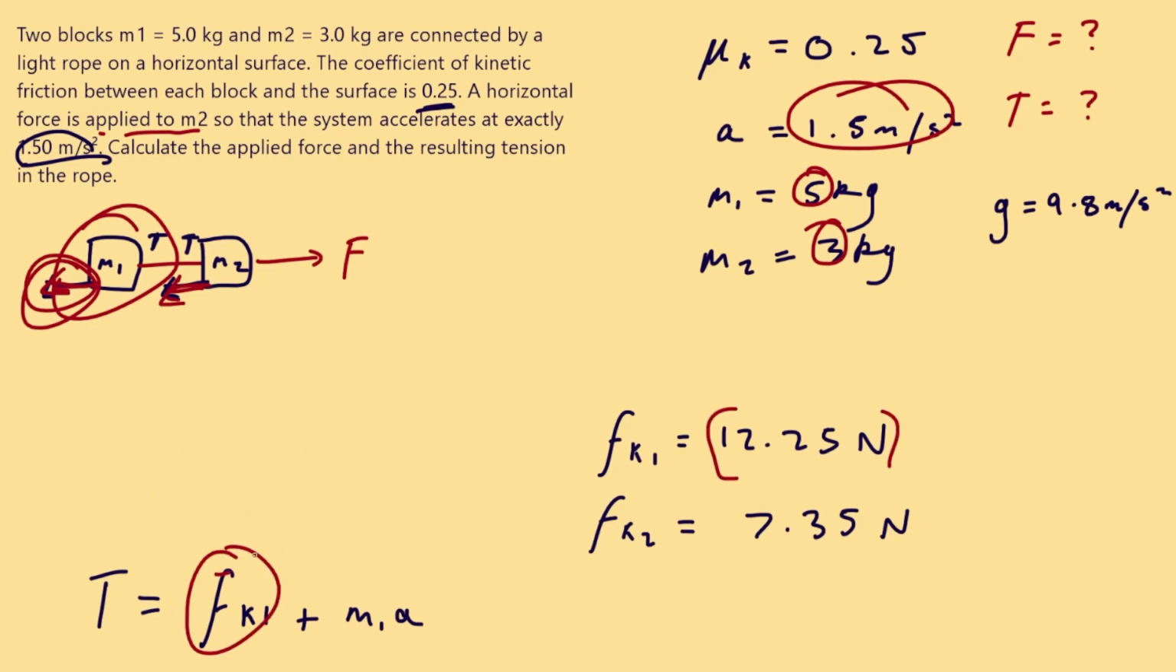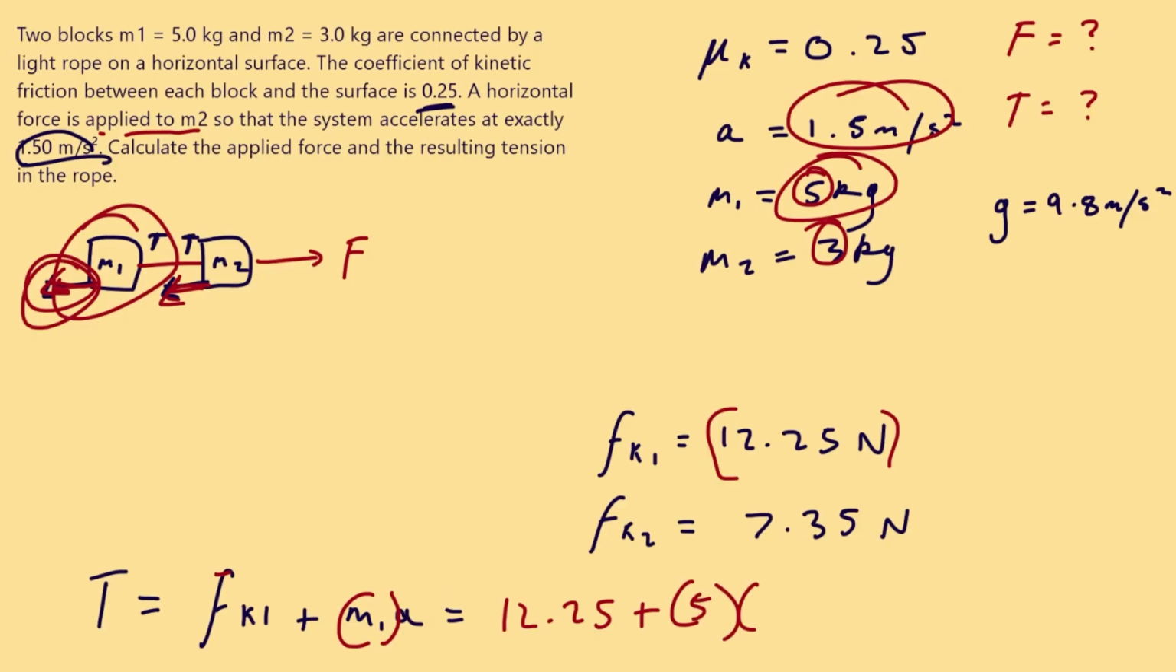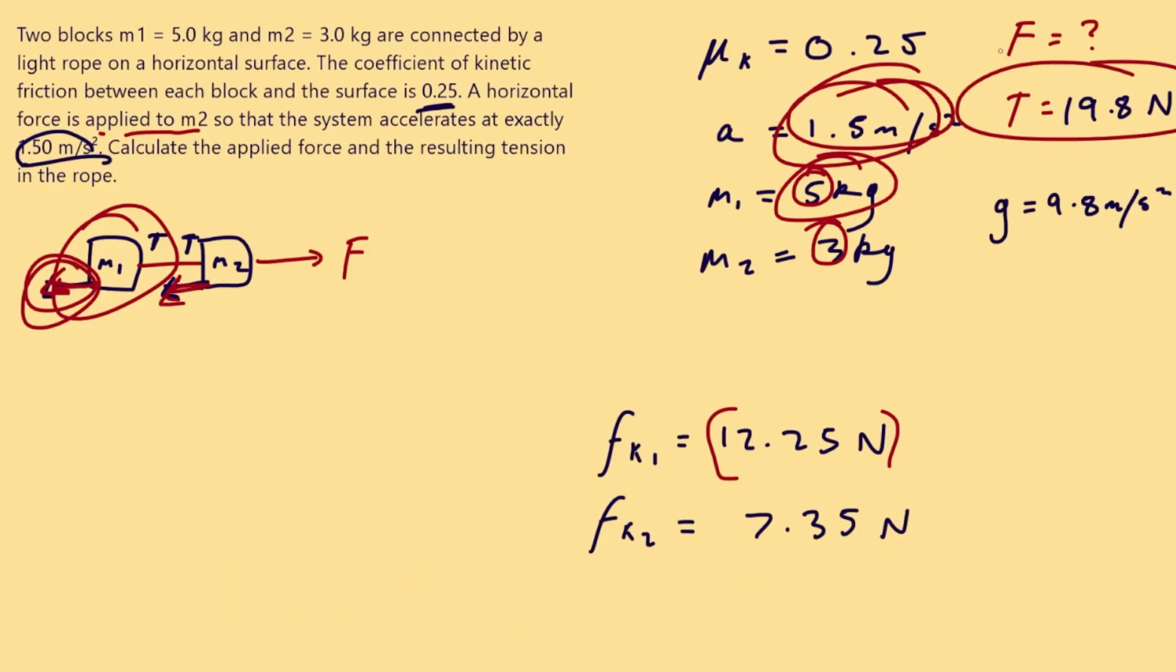So we have friction 1 and we can plug that in, plus mass 1, which is 5, times acceleration, which we were given at the start, 1.5. We find that tension is equal to 19.8 newtons. And finding tension was extremely important because now we can find force.